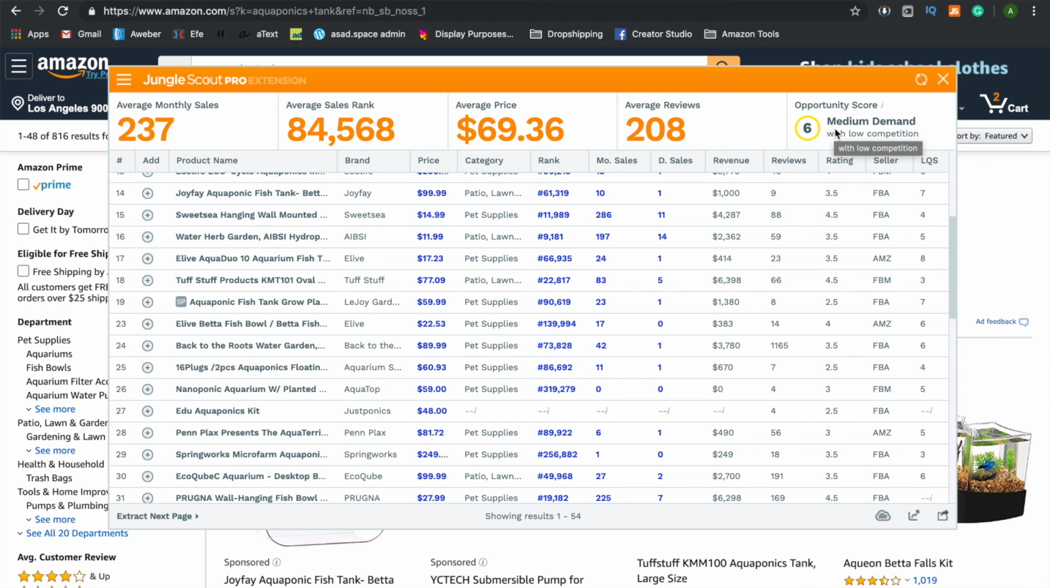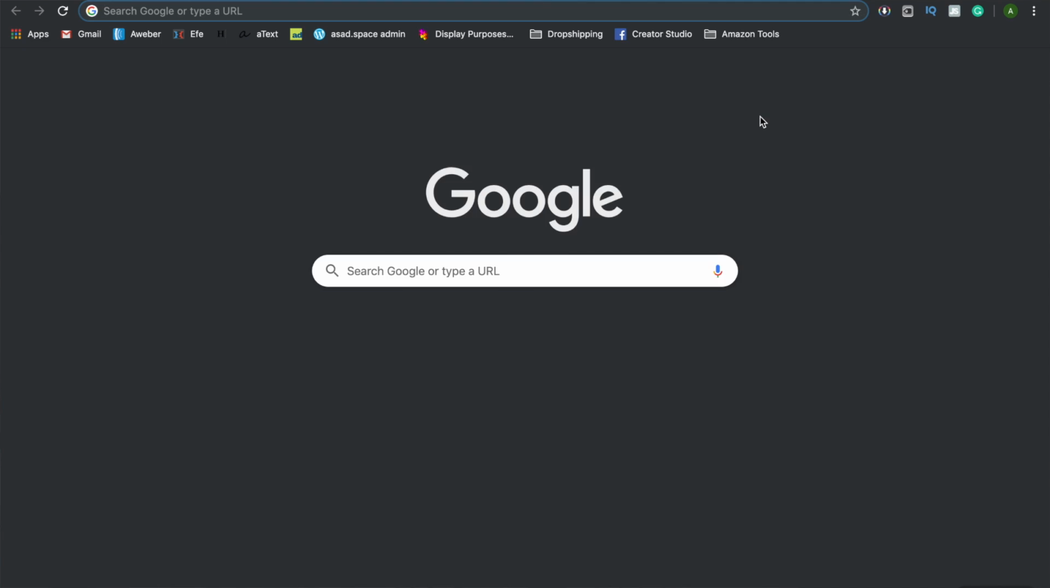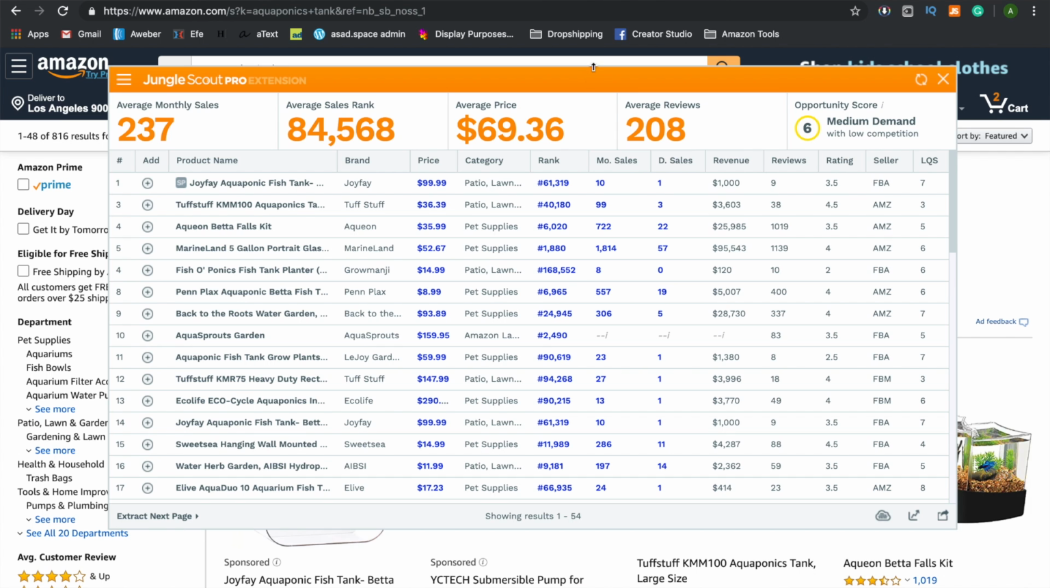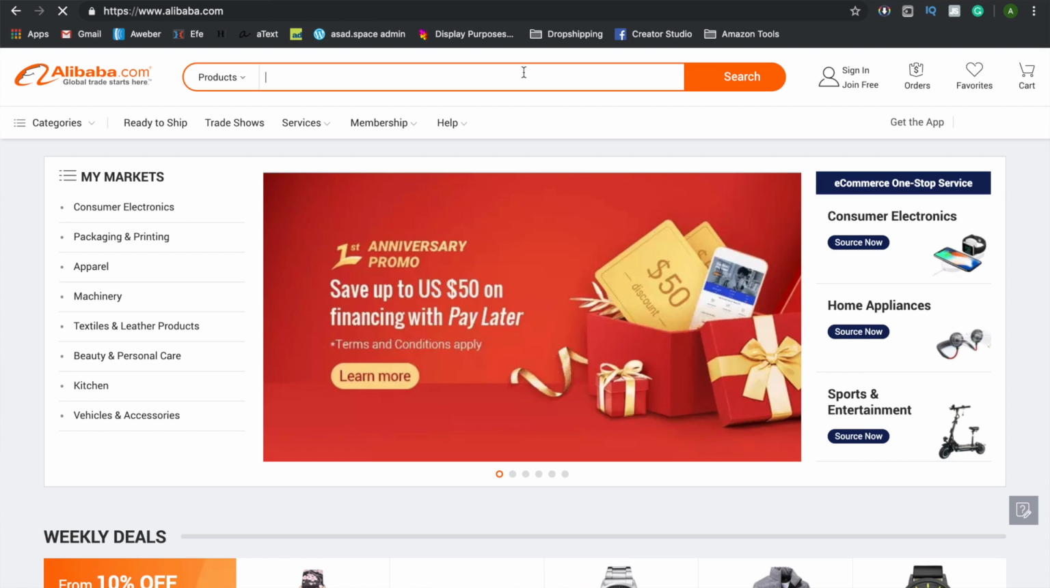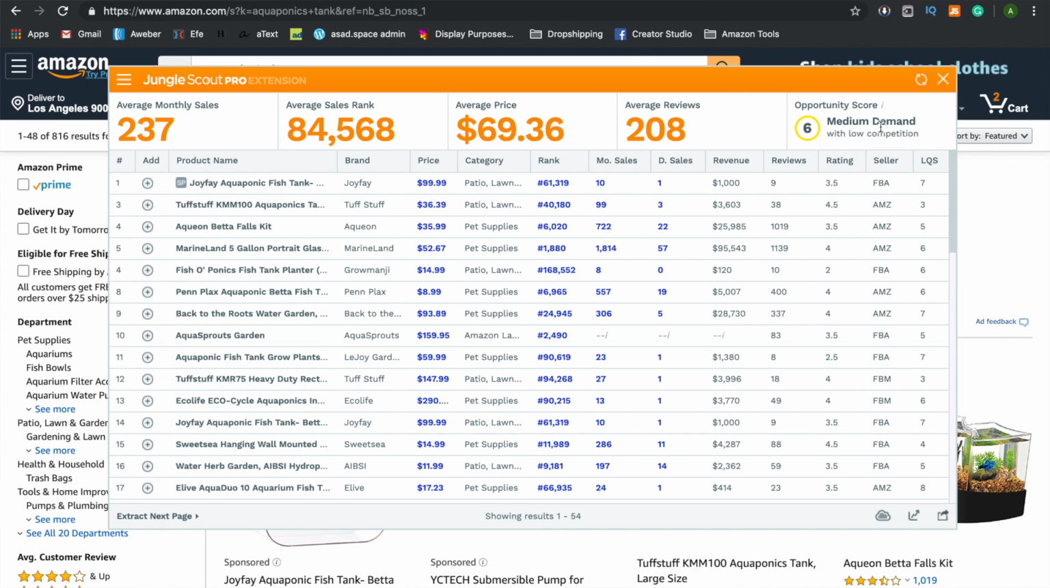Now, this didn't really change the quality score, but it did change the average price. If you notice, it went up by about $3, and it changed the average reviews from 200 to 208. So this is more accurate to what I'm looking for. Now what I'll do is I'll go to Alibaba.com and I'll look for aquaponics fish tanks, right? Because now this looks like a solid product. There's a good amount of demand. There's not that much competition. I want to see if this is something I could profit off of.